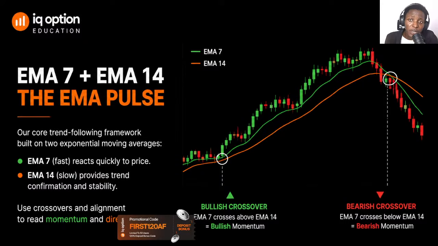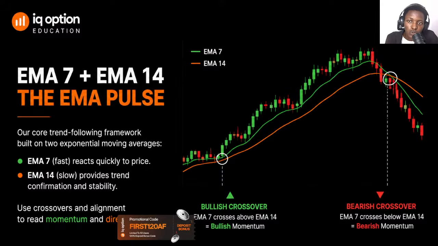And for the bearish momentum, when the 7 moving average crosses below the 14 moving average, it means that the market will start going in a downward direction. And around here you can see that when the cross happened around this section, the market just started going in a downward direction, and that is when we have a bearish crossover.